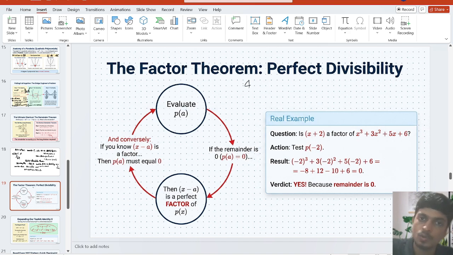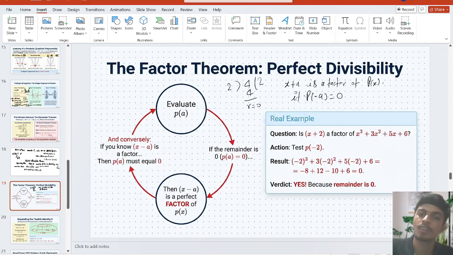for example, does 2 divide 4 or not? Dividing 4 by 2, the remainder becomes 0. Okay. It means that if x plus a is a factor of P(x), then P of minus a, the remainder, equals 0. P of minus a: putting x plus a equal to 0, we get x equal to minus a. P of minus a equals 0.